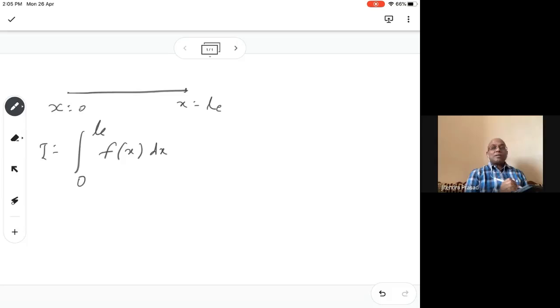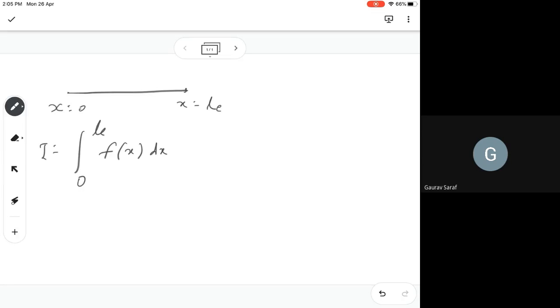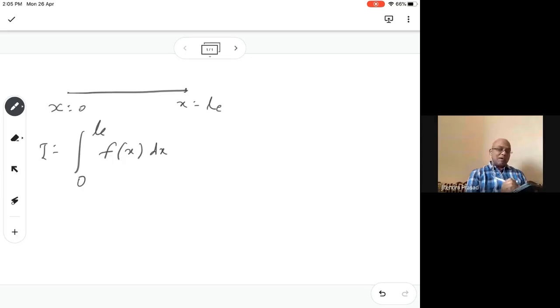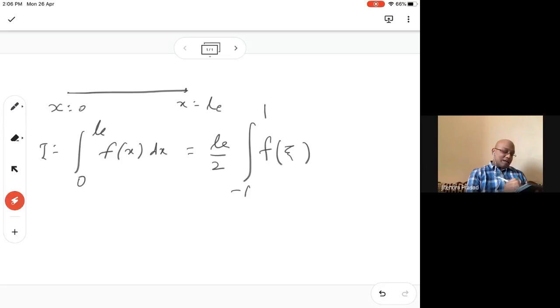This you have to convert into which form? Into the -1 to 1 integration we have to bring it. Then you will automatically get LE over 2, which is a Jacobian basically. So the integral from -1 to 1 of f of xi times the determinant of J, d xi. The determinant of J is nothing but this.